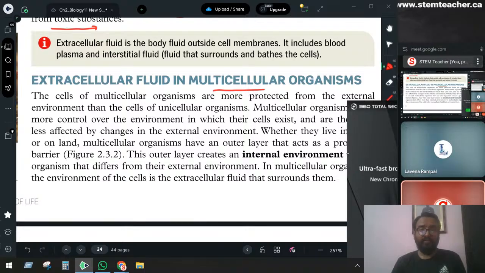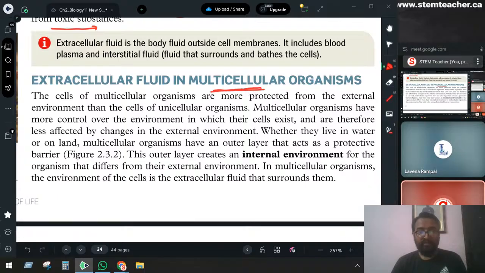It is just like sitting in a room versus standing outside. The outer temperature is different, the inner temperature is different. So both are two different environments. So there, the cell membrane works very hard. So this is in the multicellular.